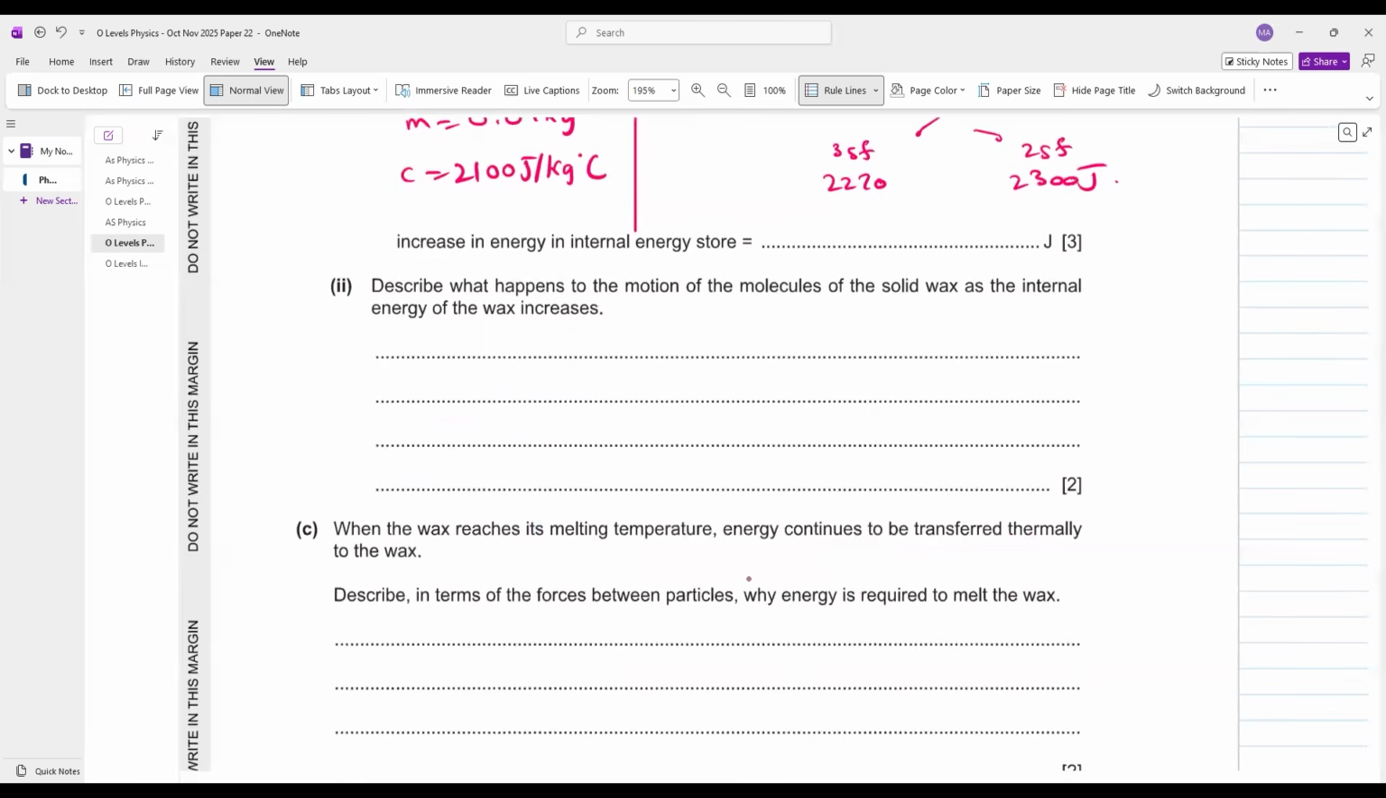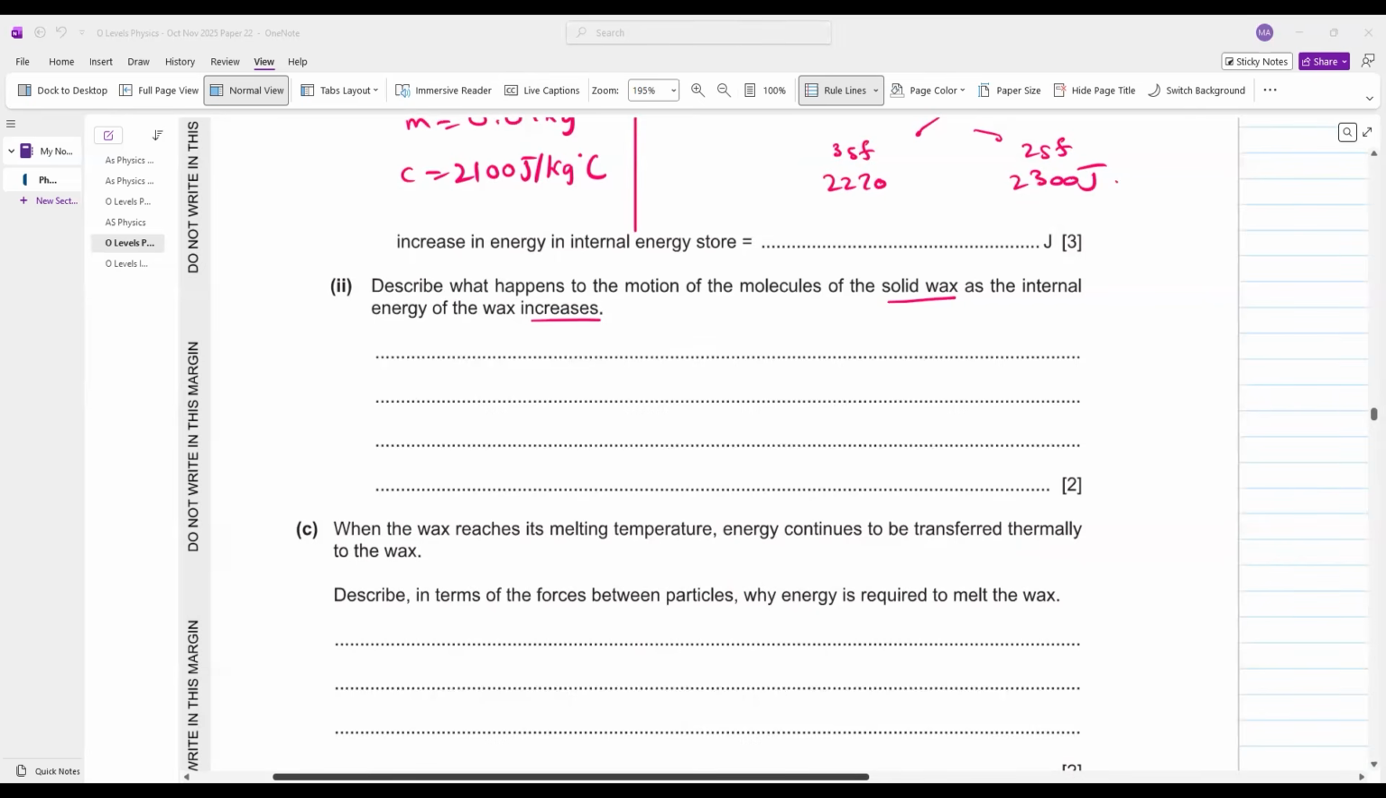Describe what happens to the motion of the molecules of the solid wax as the internal energy increases. बेटा इंटरनल एनर्जी इंक्रीज हो रही है तो क्या हो रहा है? टेम्परेचर इंक्रीज हो रहा है. टेम्परेचर इंक्रीज होगा तो काइनेटिक एनर्जी इंक्रीज होगी. एज द काइनेटिक एनर्जी इंक्रीजेस व्हाट विल हैपन? The molecules will vibrate more vigorously, more faster, with a larger amplitude. तो ये लिख लेते हैं भाई.